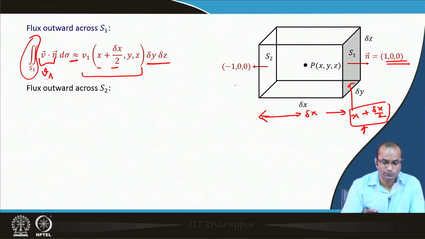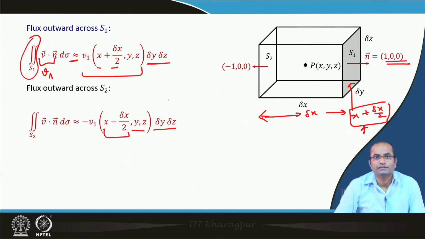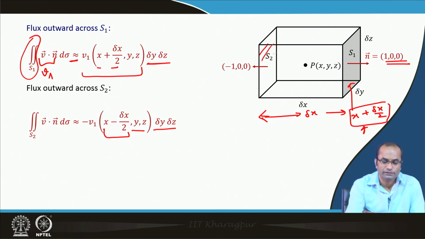Similarly we can do this for S2. The difference in S2 is that we have the minus 1 there. So, this component will become minus v1, and the x component will be x minus delta x by 2, because this is to the left of this point x, y, z. So, in this case we have v1 with x replaced by x minus delta x by 2, and again with the same argument we have written this surface integral over the surface S2.